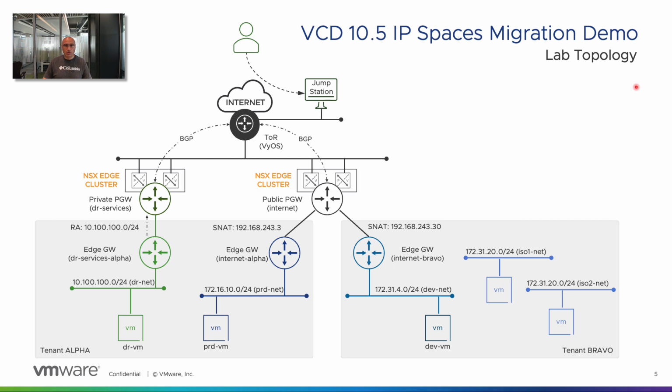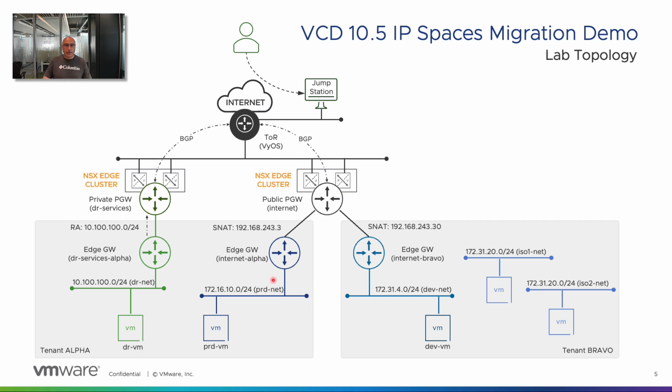So before jumping to the lab, let me explain my lab topology. I have two tenants, Alpha and Bravo. Each tenant has a single org. Both tenants have an Internet Edge gateway that is connected to a shared provider gateway, which is using IP blocks.